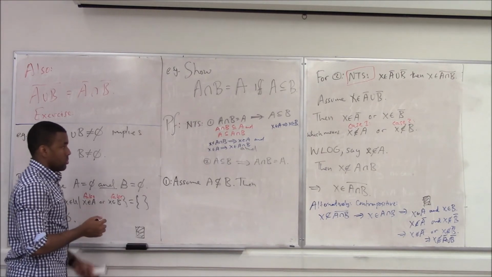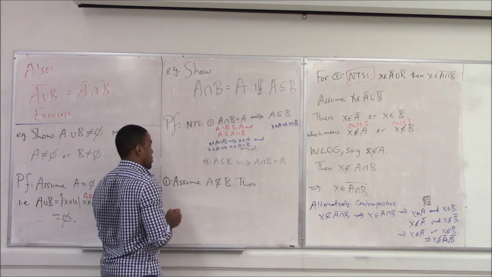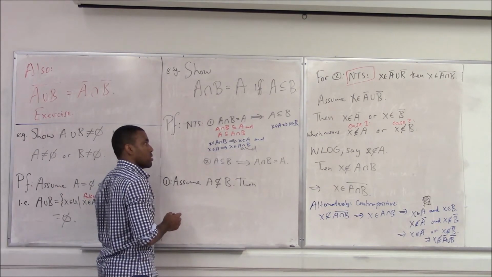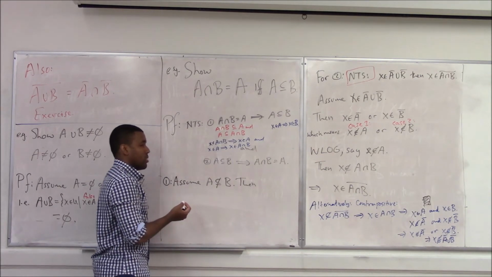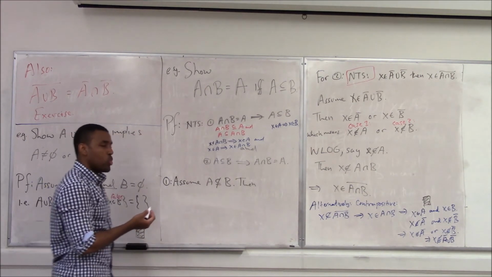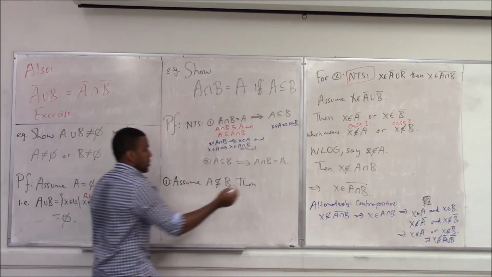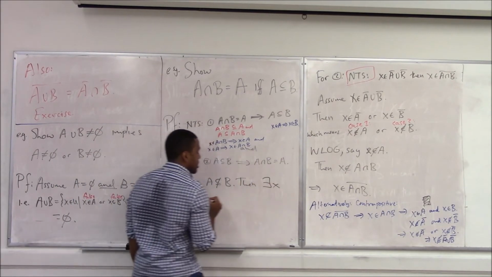x is in A, but x is not in B. There exists some x that is in one but not the other, that is in A but not in B. The direction matters here. Then there exists an x in A that is not in B.